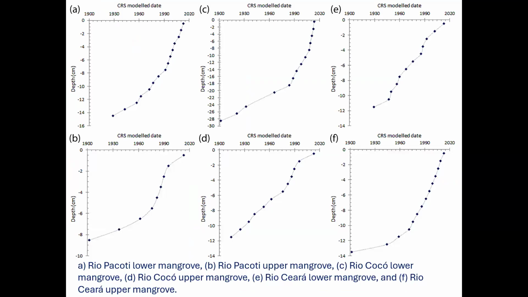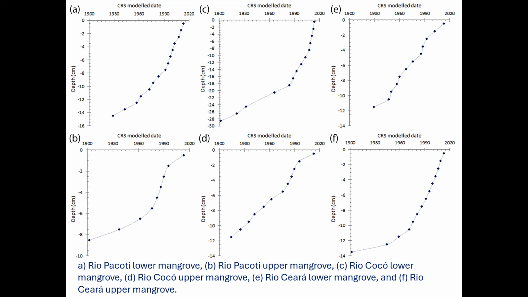Now, I took a lot of cores in those sites, and I did some dating on them to get an idea of the depth-age relationships. You can see that the dating in all of these sites doesn't go back before about 1900. So you've got between 110 and 120 years of sediment accretion. That gives us an idea of what the date of each depth of the sediment was.